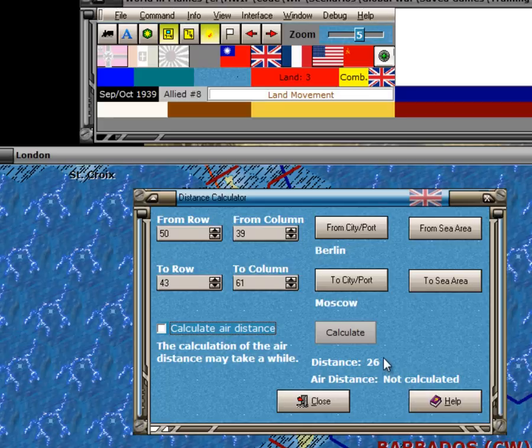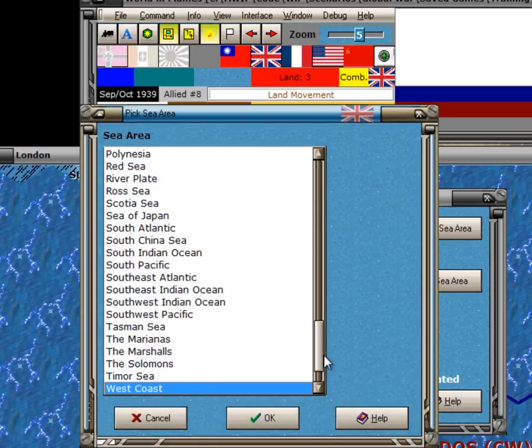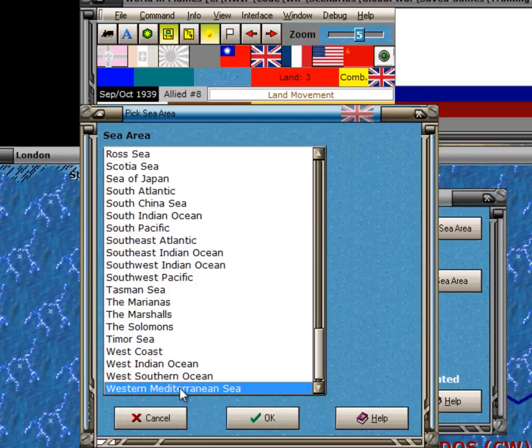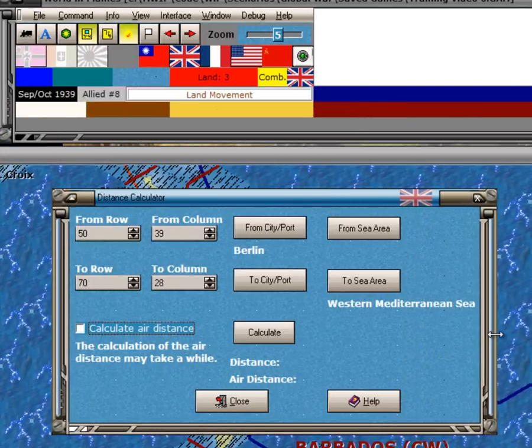26 hexes. If you go from a city to a sea area, for instance, let's try the Western Med, West Coast, Western Mediterranean Sea. Okay. You can expand this form so we can actually see what the name is. So we're finding the distance from Berlin to the Western Med. What it's actually doing is it's finding the closest hex to Berlin that's in the Western Mediterranean Sea. That's an all-sea hex. So the Western Med has a lot of sea hexes. It's finding the closest one.